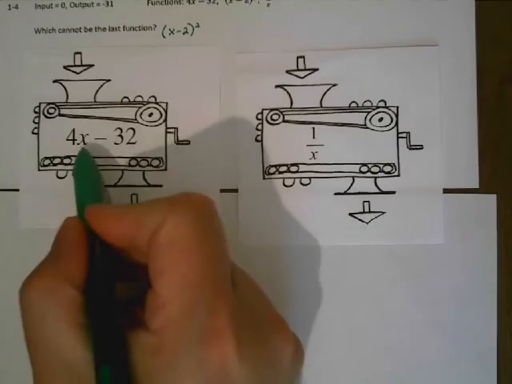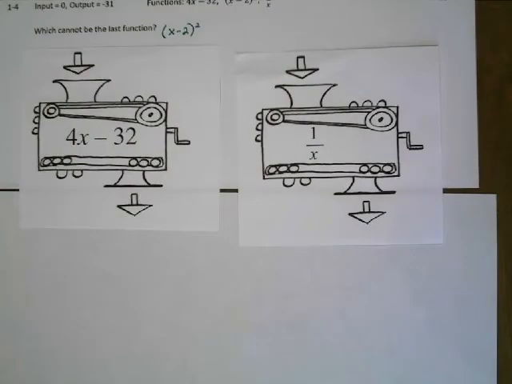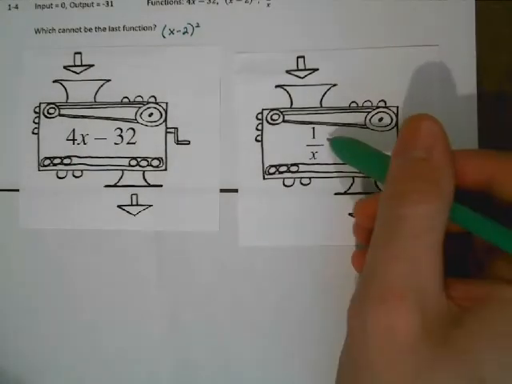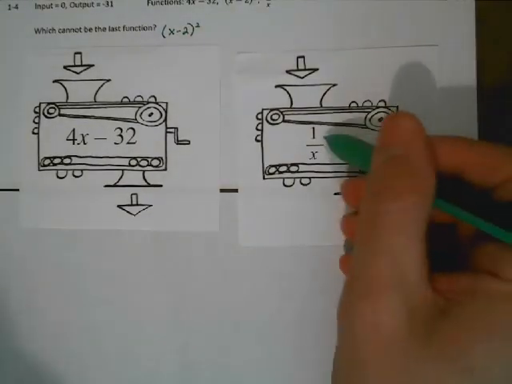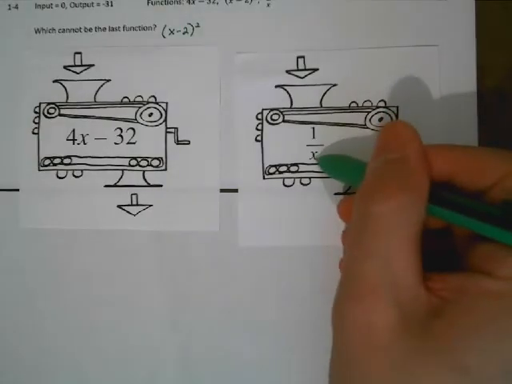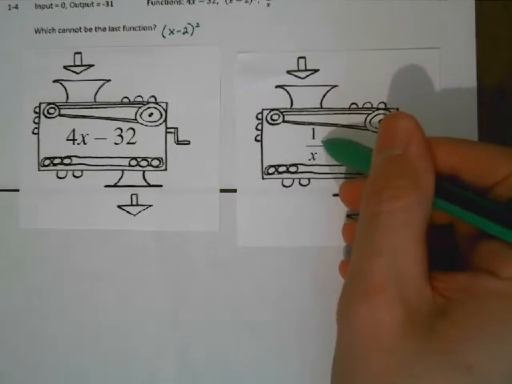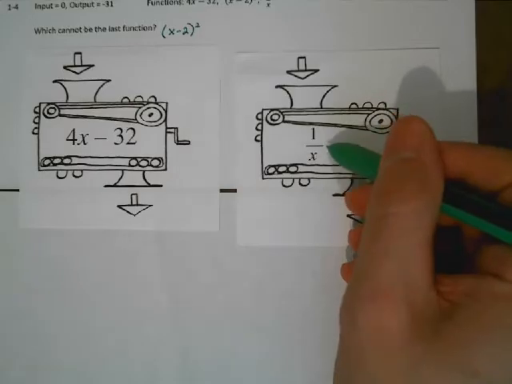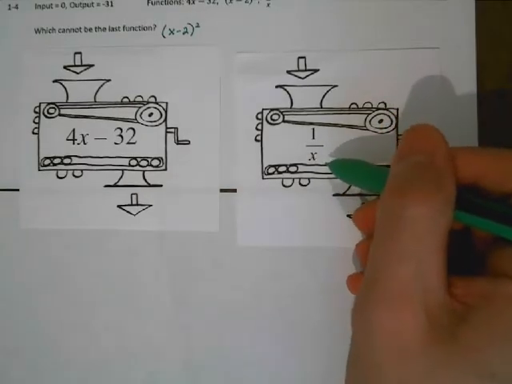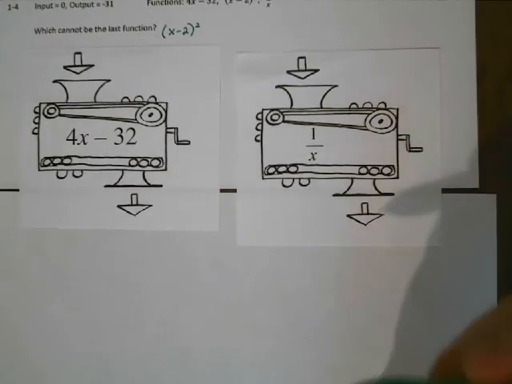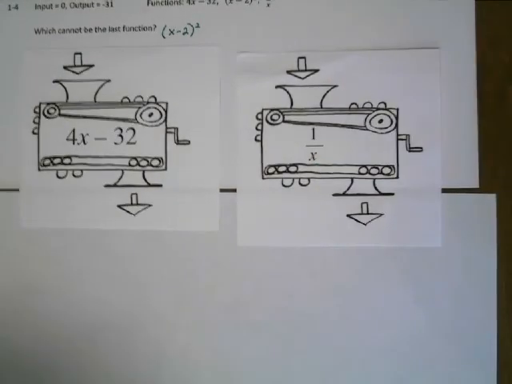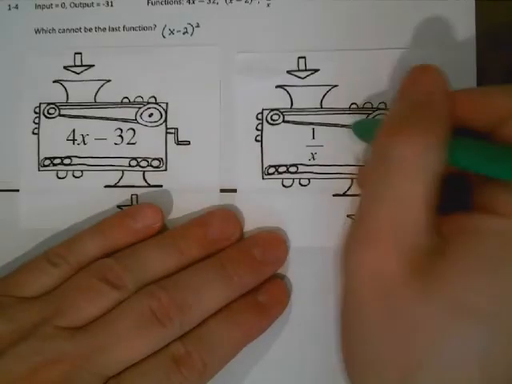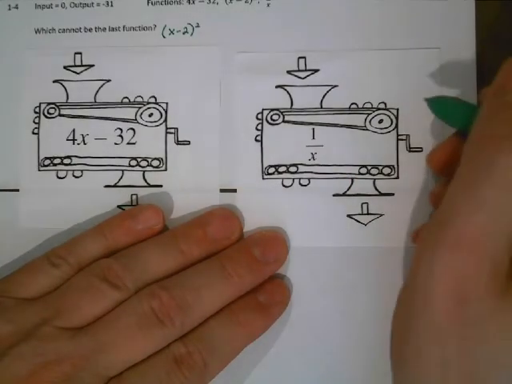Well, this one, if I plug in 0, I get -32. But this one, if I plug in 0, I get 1 divided by 0, which is insanity, because basically that's saying, okay, I've got no pizza, 0, and I'm going to give you 1 piece of it. I'm going to give you a piece of nothing. That doesn't make sense, and it doesn't exist. You can't give something 1 of nothing. So you cannot have a 0 in the denominator. So we know that this one cannot be the first.